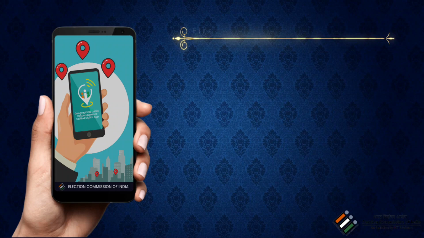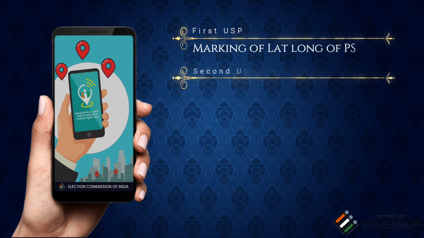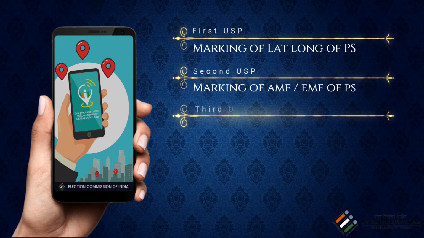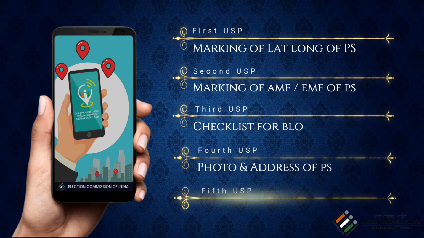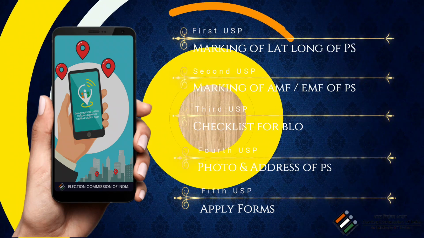This app facilitates the BLO for the marking of lat-long of the polling station, assured and essential minimum facilities, checklist for the allotted form for the field verification, photos and address of the polling station, and not only this, he can also submit the form on behalf of any other resident. We will cover each and every aspect of the Garuda app in this video.